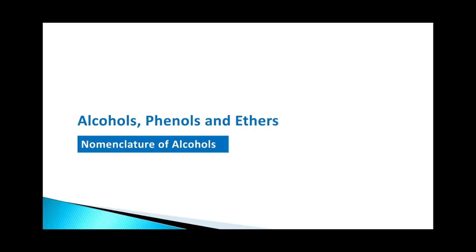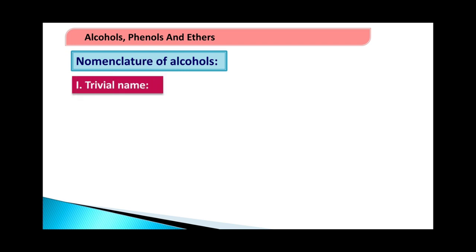Hello students, today we are going to study the nomenclature of the alcohols. As you know, the nomenclature can be written in two types. One is the trivial system of naming, the second one is the IUPAC system. So first let us start with the trivial naming of the alcohols.